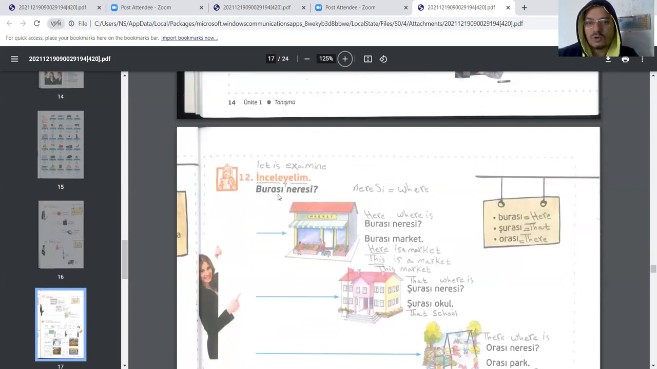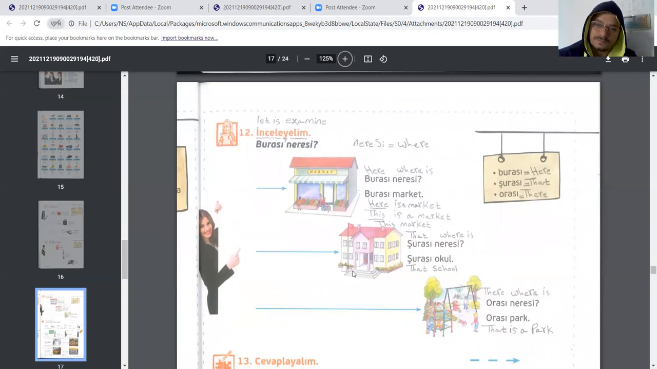İnceleyelim. Burası neresi? Here, when you want to ask about the place. For example, you travel to another city, stop to take a look and ask, where am I? Burası neresi? That means where, but more like where am I? The author is asking about this place. Burası neresi? Where is here? Or what is here? Here is a market.